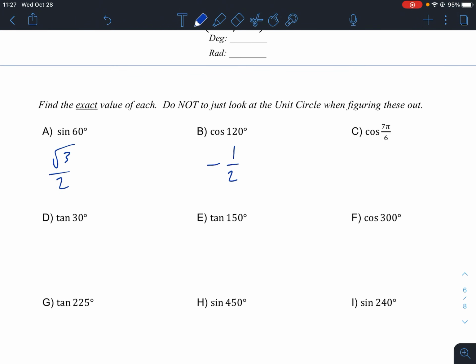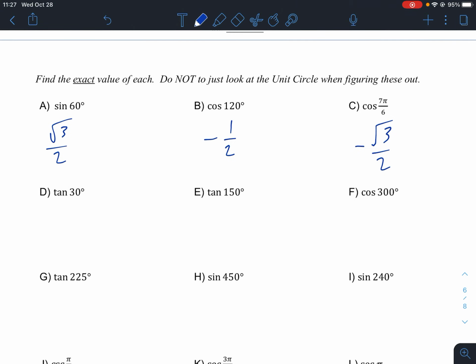Cosine 7 pi over 6, that's a 30-degree reference angle in the third quadrant. So it'd be negative root 3 over 2. Tangent of 30, tangent sine over cosine. So 30 is 1/2 divided by root 3 over 2, which simplifies down to 1 over root 3, which rationalizes to root 3 over 3. Tangent of 150, that's another 30-degree angle. So it's the same answer, except we're in the second quadrant. So this is going to be negative root 3 over 3.